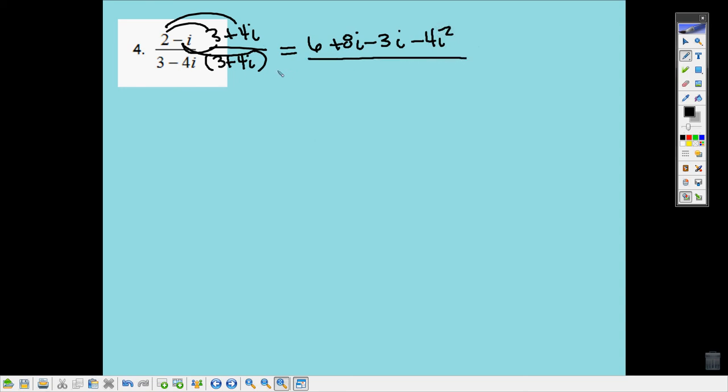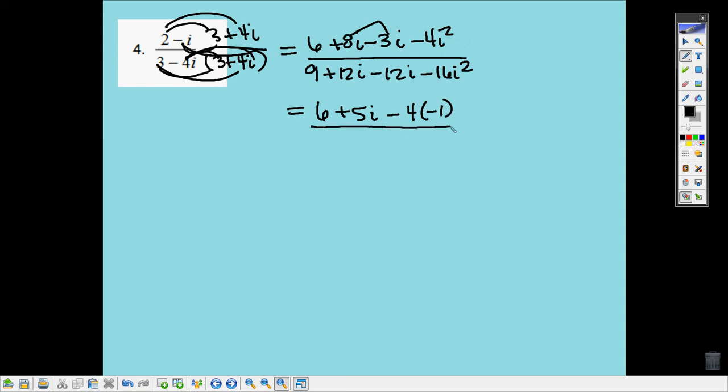All over. So I'm going to have 3 times 3 is 9. 3 times 4i is a positive 12i. Negative 4i times 3, negative 12i. And negative 4i times 4i is negative 16i squared. So we need to do some cleanup. So I'm going to have 6, like terms, 8i minus 3i is positive 5i, minus 4. And I'm going to go ahead and replace that i squared with negative 1, all over.